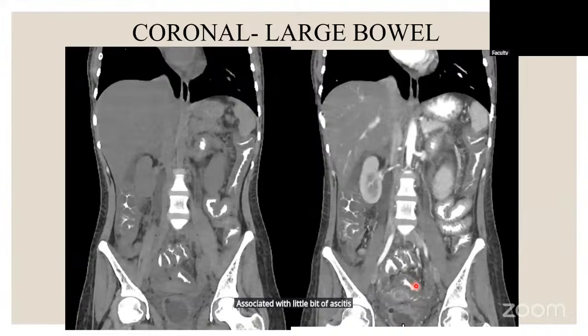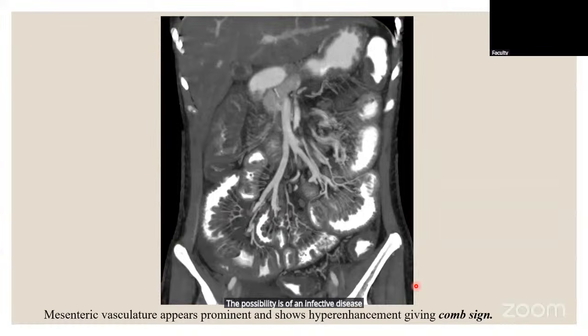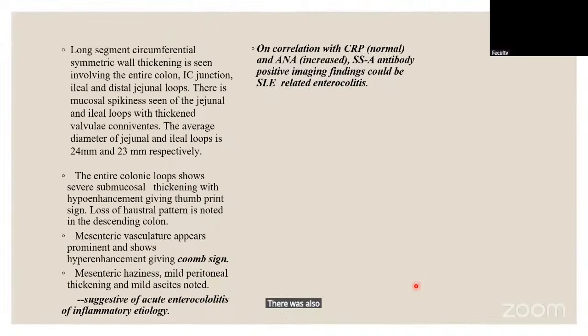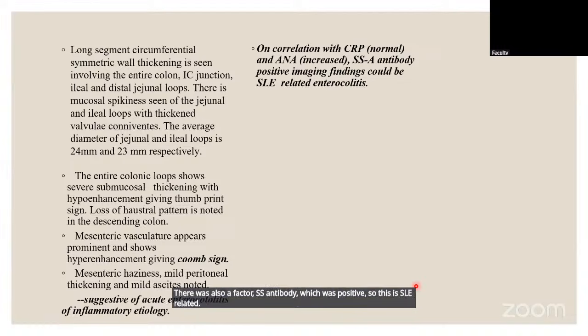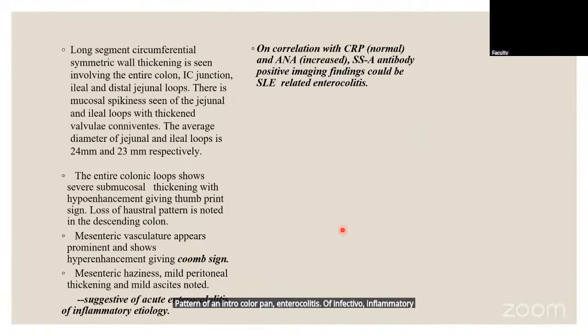So this is pan-enterocolitis. When you get a pan-enterocolitis, the possibility is of an infective disease, as we had already discussed. But in this patient, there was also SSA antibody which was positive. So this is SLE related enterocolitis. This pattern is of an acute pan-enterocolitis of infective or inflammatory etiology. In view of SSA antibody being positive, this is labeled as an SLE enterocolitis.